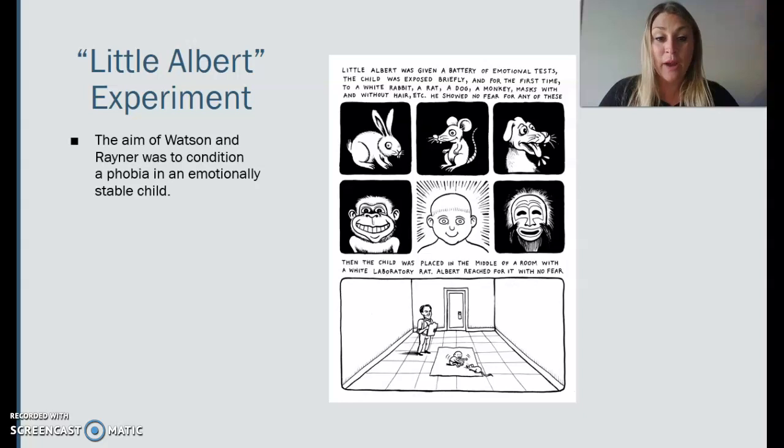And upon seeing the rat, Albert got very distressed. He would cry and try to crawl away. Apparently, the infant associated the white rat with the noise. So originally, that neutral stimulus, the rat, had become a conditioned stimulus and elicited an emotional response, the conditioned response of distress. And then the unconditioned response, given the noise, was the stimulus. So now you have this whole reaction.